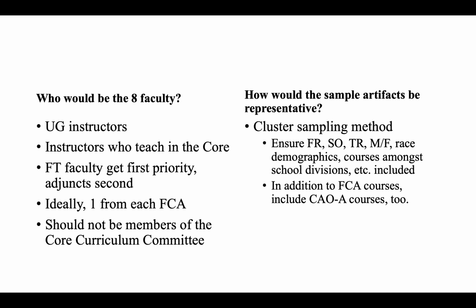And then how would the sample artifacts be representative? We would use a cluster sampling method, and we would ensure that freshmen, sophomores, transfers, as well as males, females, race demographics, and courses amongst the school divisions are all included in this sample of artifacts. In addition to the FCA courses, we would include the CAOA courses too.